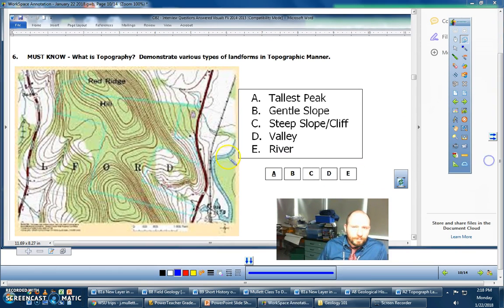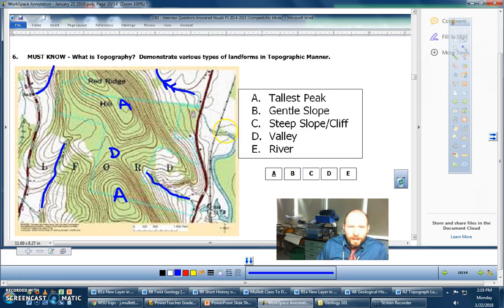Topography map. We have some tall peaks. When you start seeing all these circles coming together, that's going to be one of your tall peaks. So there's A. We also have another tall peak over here, which means in between we'd have a valley. So there's a low point between. We have a river right here. A river is shown by these little V's that form. Another river right there. Another river right there. And lastly, a river over here. And so those are E, E, and E, which leaves us with the steep and the gentle slope.